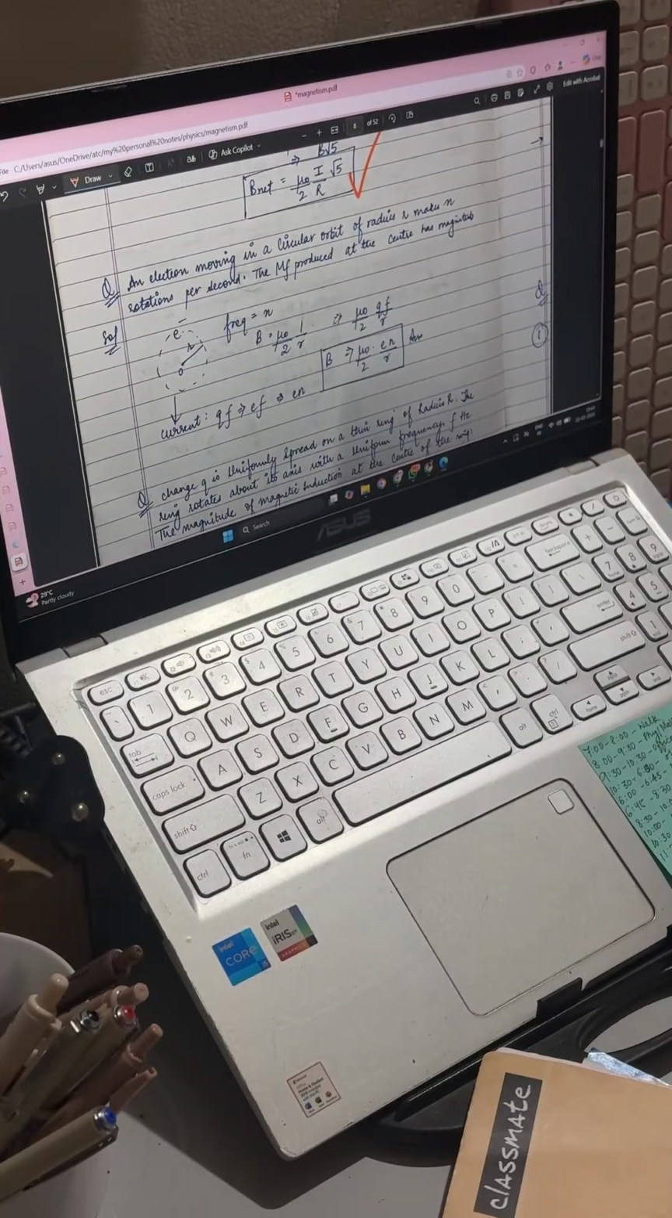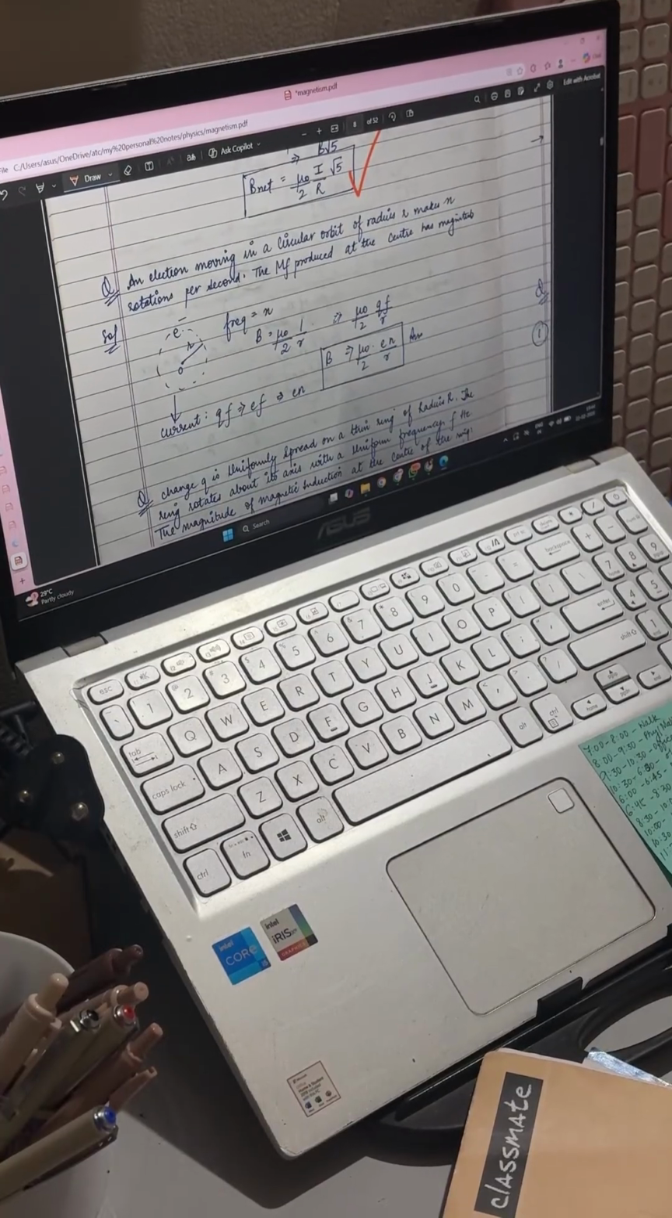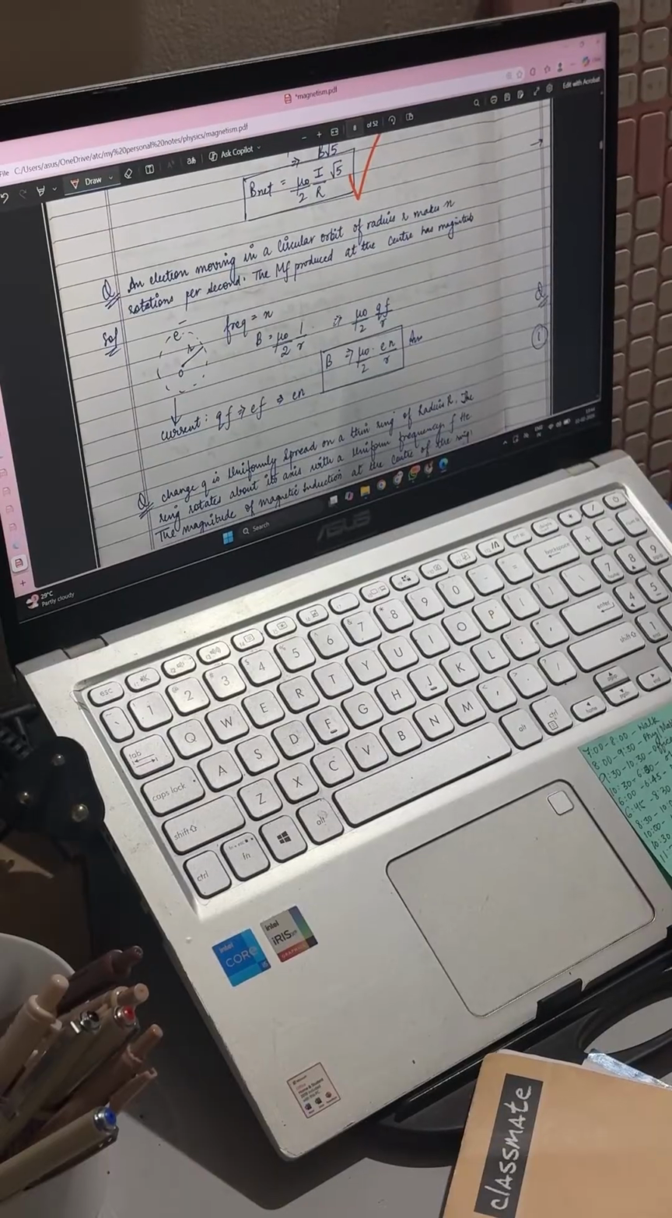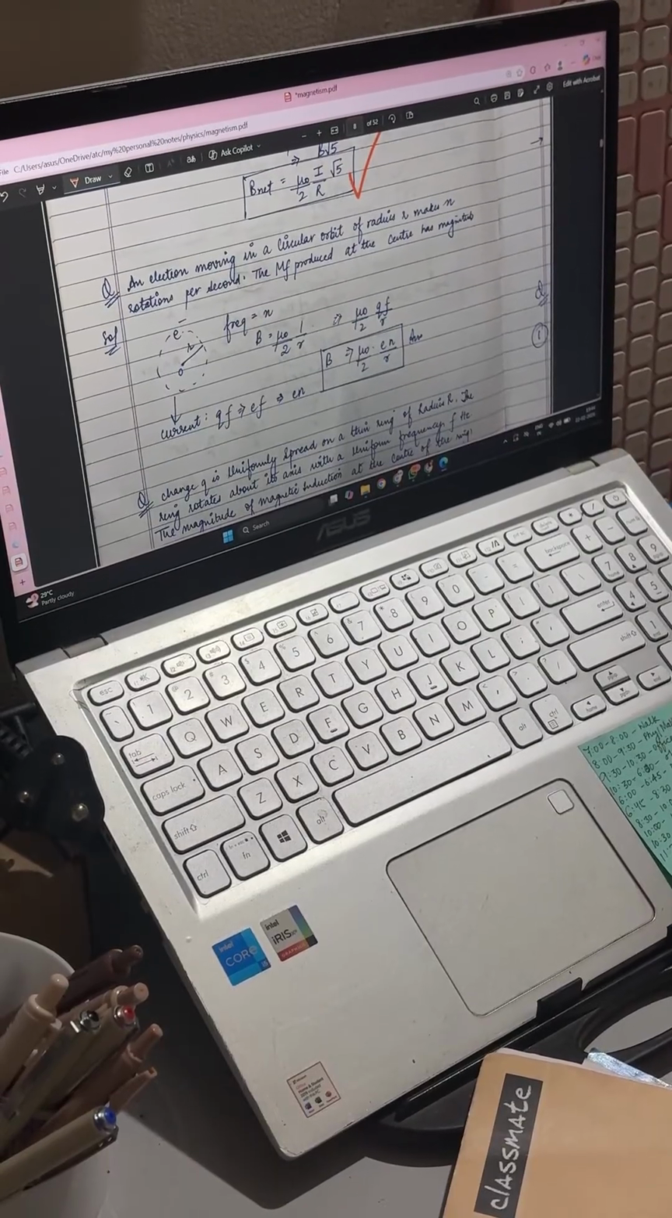An electron moving in a circular orbit of radius R makes n rotations per second. The magnetic field at the center has a magnitude.